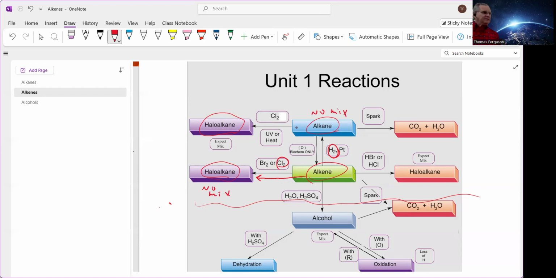Okay, one reaction, as opposed to an addition reaction, is it'll burn. We put a spark against that, it'll burn quite nicely, getting that carbon dioxide and water. Now let's look at some examples of those reactions.